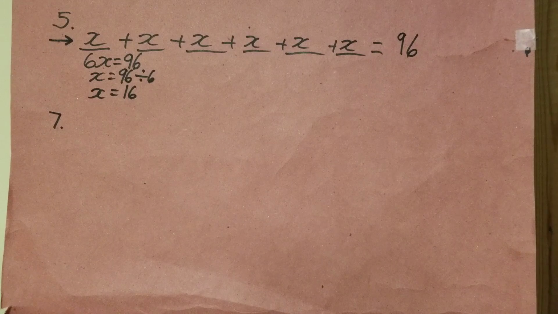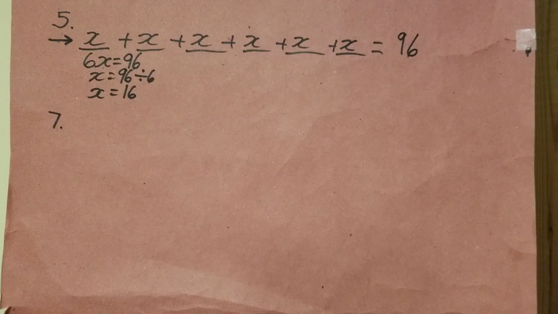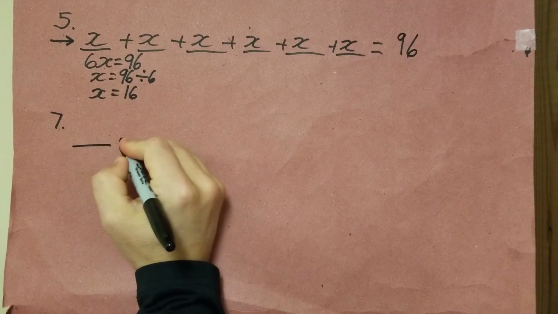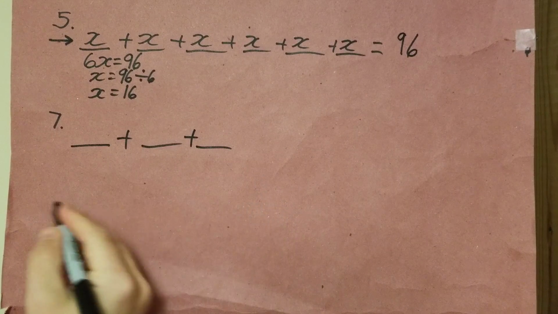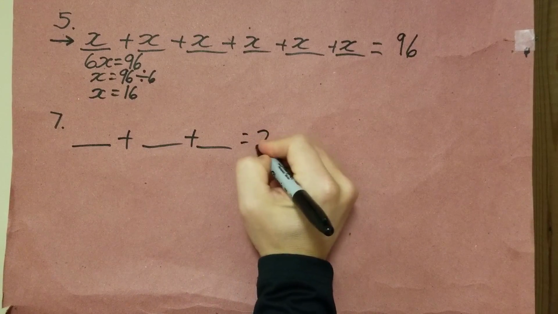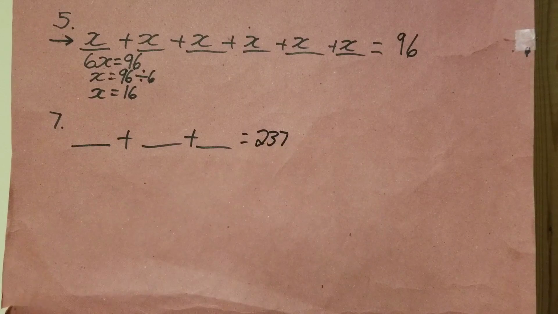The sum of 3 consecutive numbers is 237. What are the 3 numbers? So first of all, what does consecutive mean? Consecutive means in a row. So 1, 2, 3. 7, 8, 9. 12, 13, 14. So again, I have a blank plus a blank plus a blank. Those are my 3 numbers. When I add them together, they equal 237.